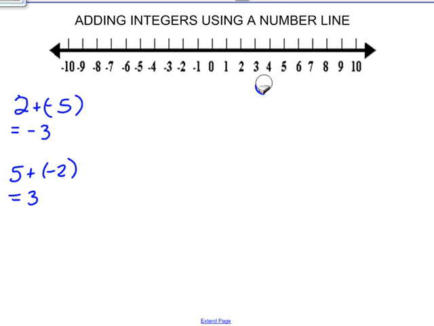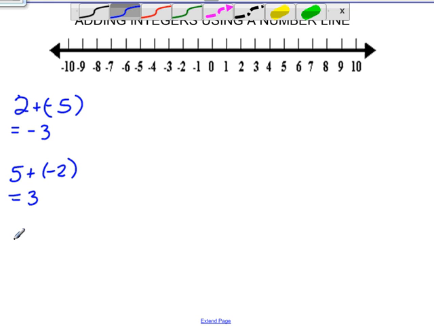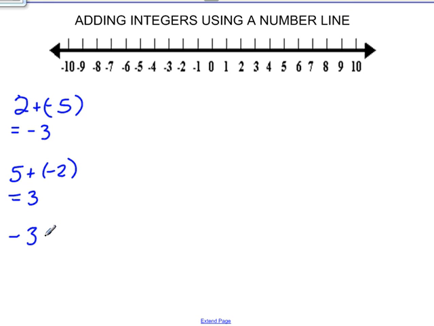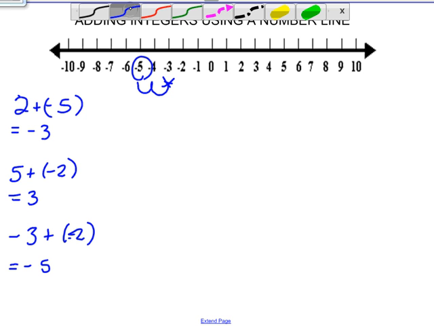Let's try some where I start with a negative number. So I'm going to start with -3, and I'm going to add -2. Oops, that's supposed to say -2. So I'm at -3, and I'm going to add -2. Because I'm adding a negative, I go to the left, and I'm going to end up at -5. So the number line can really help you if you're struggling with addition.